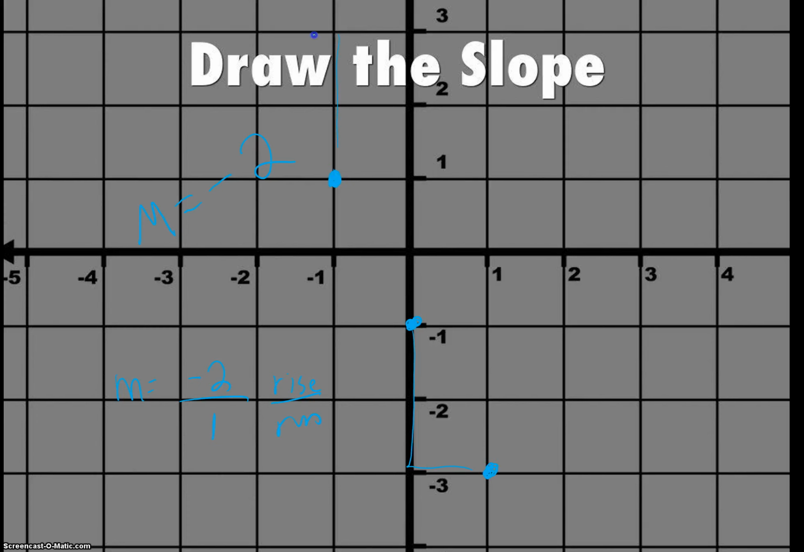I could also go up 2 and over 1. And then I could connect my points. Connect my points, and I'd have a line that has a slope of -2. Down 2 over 1.